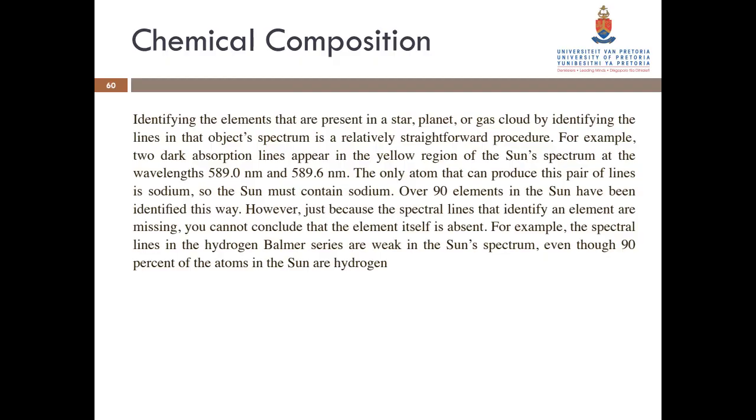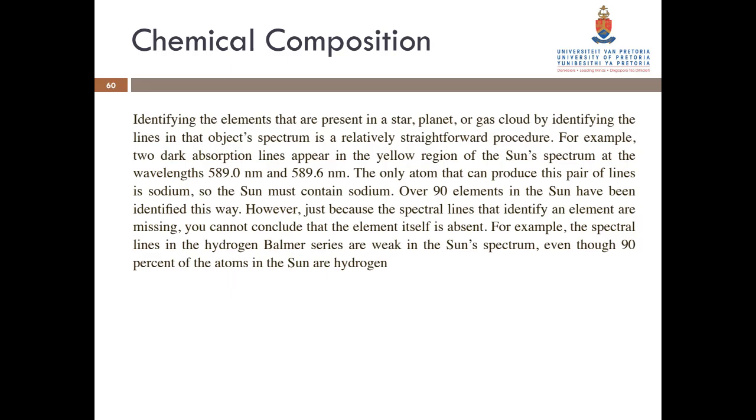Identifying the elements that are present in a star, planet, or gas cloud by identifying the lines in an object's spectrum is a relatively straightforward process. For example, two dark absorption lines appear in the yellow region of the sun's spectrum at wavelengths 589 nanometers and 589.6 nanometers. The only atom that can produce this pair of lines is sodium. So the sun must contain sodium. Over 90 elements in the sun have been identified in this way.